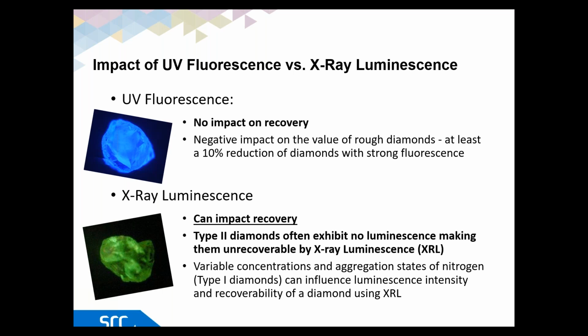So a type 2 diamond, which is a diamond without any nitrogen, typically exhibits no luminescence. This makes them unrecoverable by X-ray luminescence, or XRL, technology. Mike is going to go into some details about what you need to do if you have a high population of type 2 diamonds, and some other techniques and methods of recovery that you can implement. In addition, diamonds with varying concentrations and aggregation states of nitrogen can luminesce differently, and therefore make recoverability by XRL more difficult, or you at least need to calibrate your XRL differently to recover them.